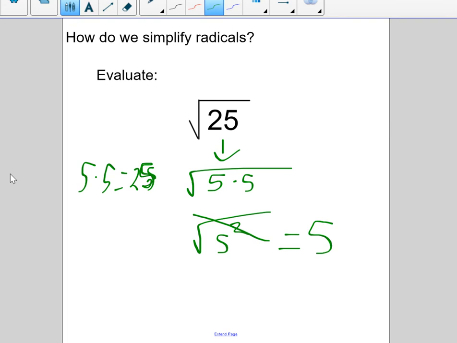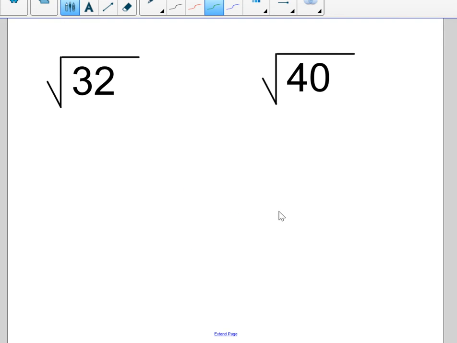And we can use that strategy to simplify radicals even if they aren't perfect squares. A perfect square is a number like 25, the result of multiplying 5 by itself. Some perfect squares are 2 times 2 is 4, which means the square root of 4 is 2. 3 times 3 is 9, so the square root of 9 is 3. 4 times 4 is 16, so the square root of 16 is 4. Those are our perfect squares. But not every number is a perfect square. Not every number has one single integer that multiplies by itself to get to it.